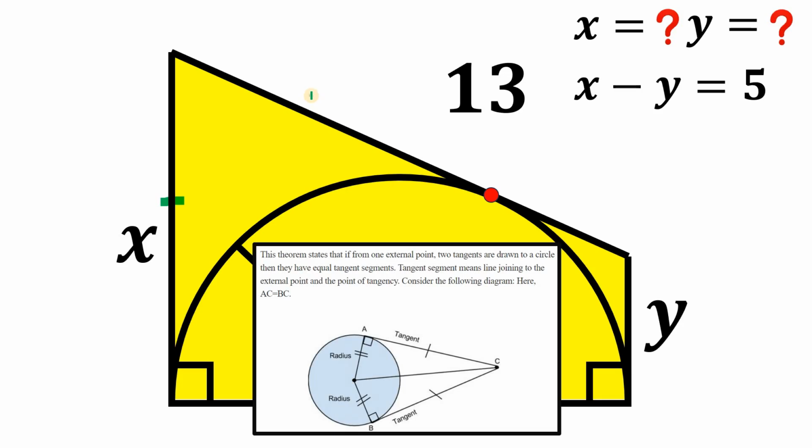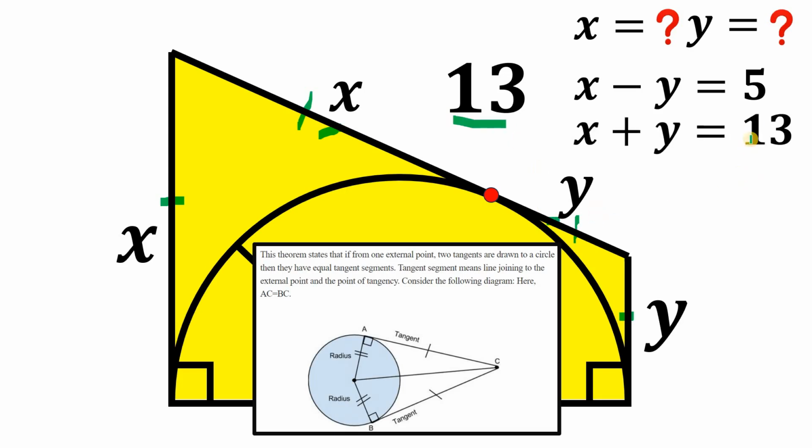Now, notice these two tangent lines. This segment is x, so the other segment is also x, using this concept. And on the other side, this tangent segment is y, and this is also a tangent segment. We have a common point right over here, therefore this segment is also equal to y. And we can create, again, an equation that consists of x and y, because if we add x and y, we get a total of 13. So x plus y equals 13.